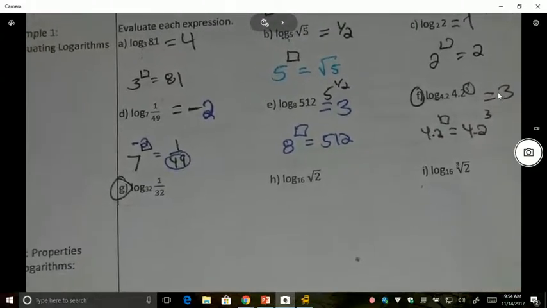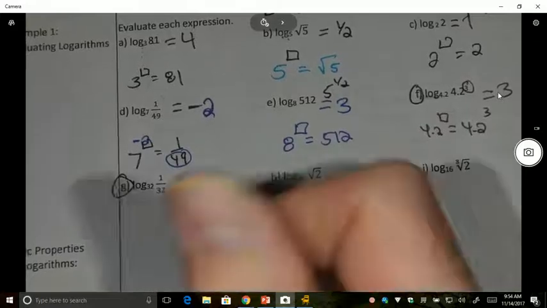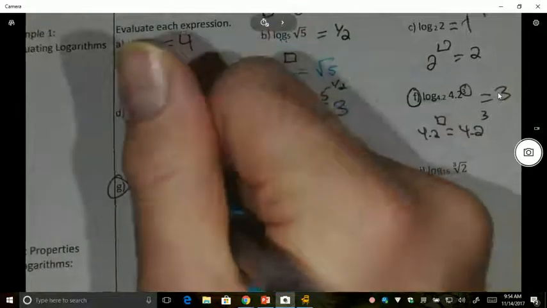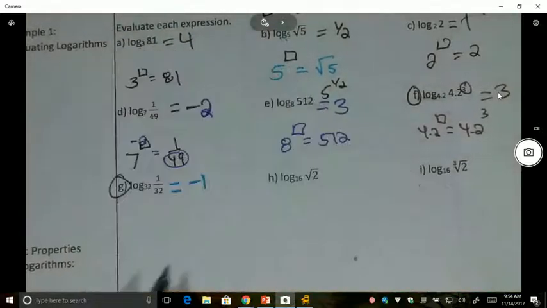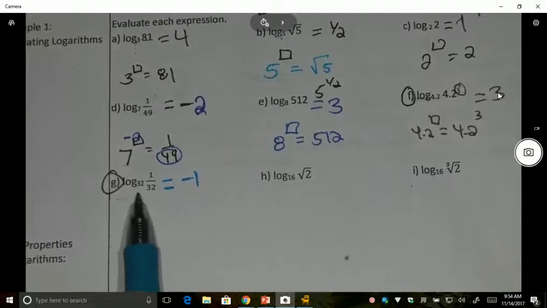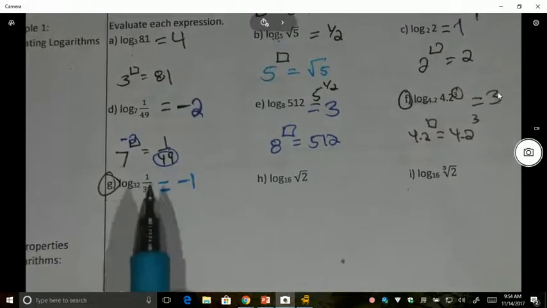The next one, I hope that one of you gets it. It's not 1. Yeah, stop. You've got to be a little bit negative here. It's -1 because we have a fraction there. So to take 32 to the first is 32, but I have to do the reciprocal, so I need a negative exponent.